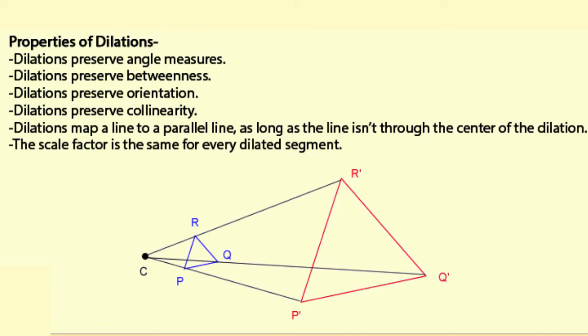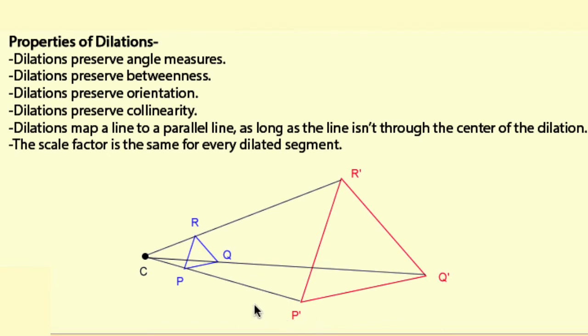So there are several properties of dilations that you need to know. Dilations preserve angle measures. So for example, measure of angle P and measure of angle P prime, those are the same. Dilations preserve betweenness. So in other words, if 2 points are between each other, they're going to be between each other on the image as well. So segment PQ, all those points, they're all the same points between each other in P prime, Q prime.